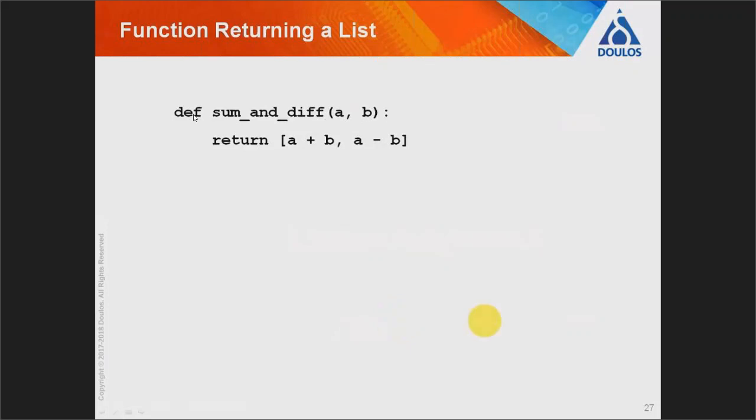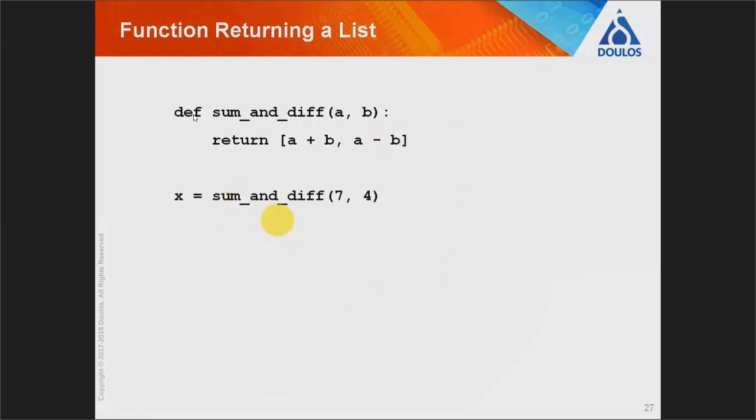So putting together functions and lists, here's a function that returns a list. The def keyword introduces a new function definition called sum_and_diff. This function has two arguments, a and b. Colon indicates that the next line is going to be indented. We then have a return statement to return a value from the function, and the function actually returns a list that consists of two integer values, a plus b and a minus b, the sum and the difference.